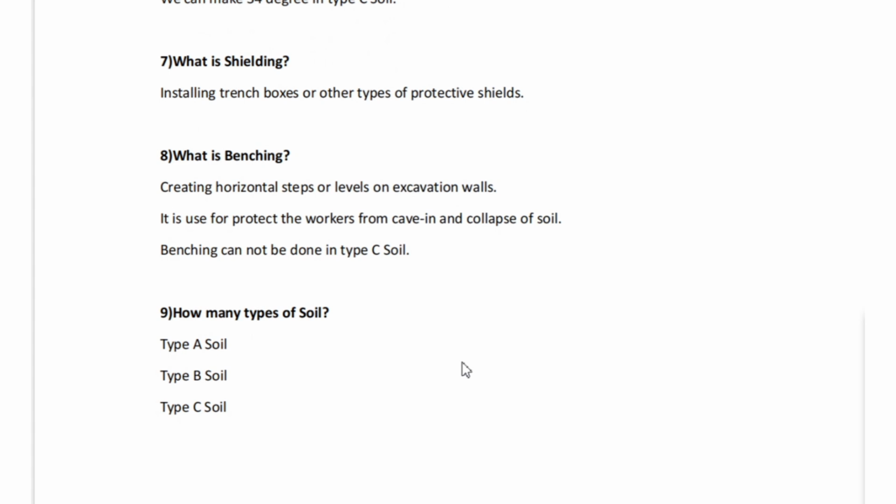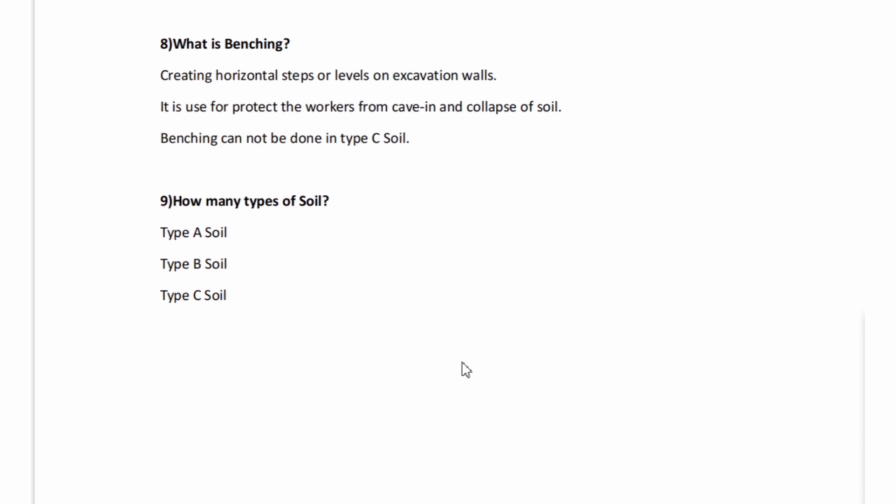What is shielding? Installing a trench box or other types of protective shields. What is benching? Creating horizontal steps or levels on the excavation wall. It is used to protect workers from cave-in and collapse of soil. Benching cannot be done in type C soil.